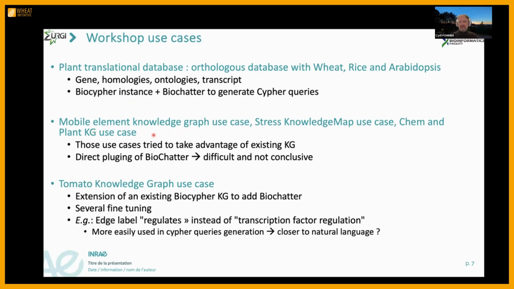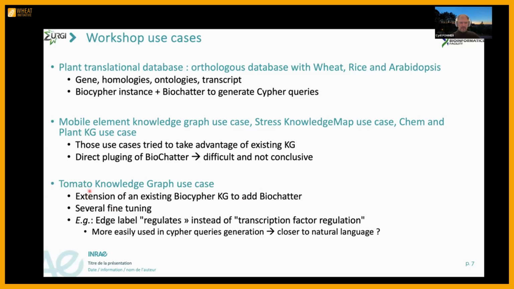In all of those cases, they wanted to reuse an existing knowledge graph in Neo4j. It was not super conclusive, not very easy. If I understood things well, the stress knowledge map succeeded in plugging BioChatter on it, but that was the only scenario. On the other scenarios, the conclusion was that it's better to build a knowledge graph from scratch using BioCipher rather than plugging BioChatter on an existing one.